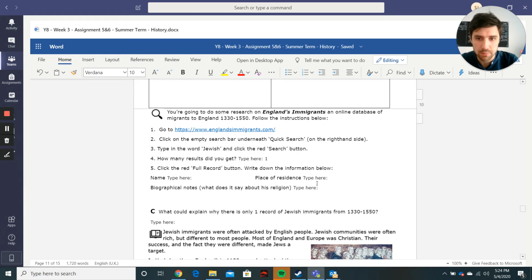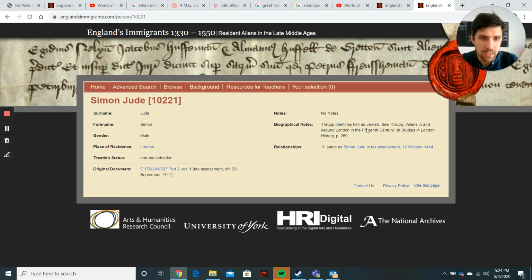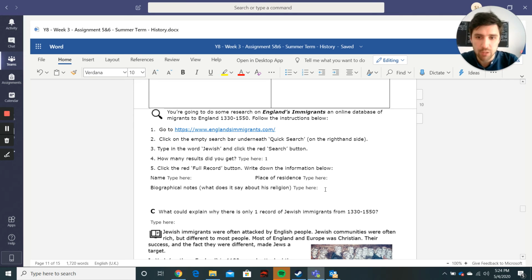What's his name? What's his place of residence? If you then look at the biographical notes, it gives you any interesting information that we know about this person. Thrupp identifies him as Jewish. Thrupp is the author of this book, Aliens, that means migrants, in and around London in the 15th century, for example. So he's living in London in 1444, just before the late medieval, just before the Tudor age really begins in 1485. So you're going to go ahead and record that information.